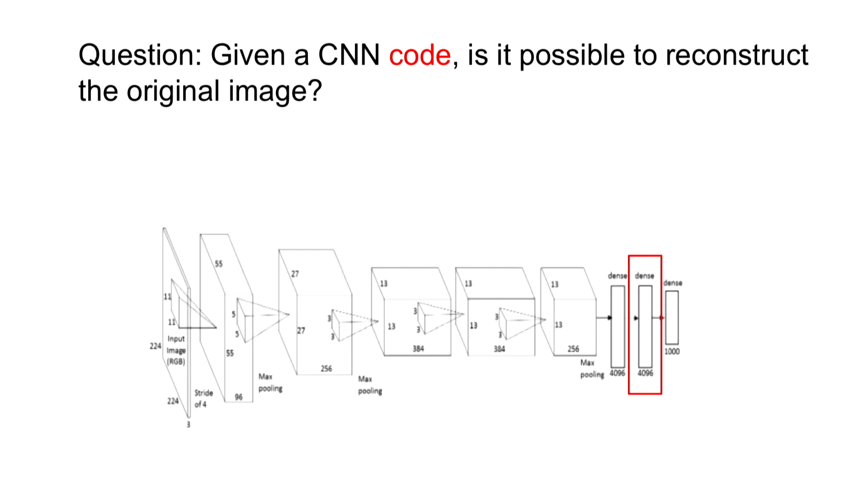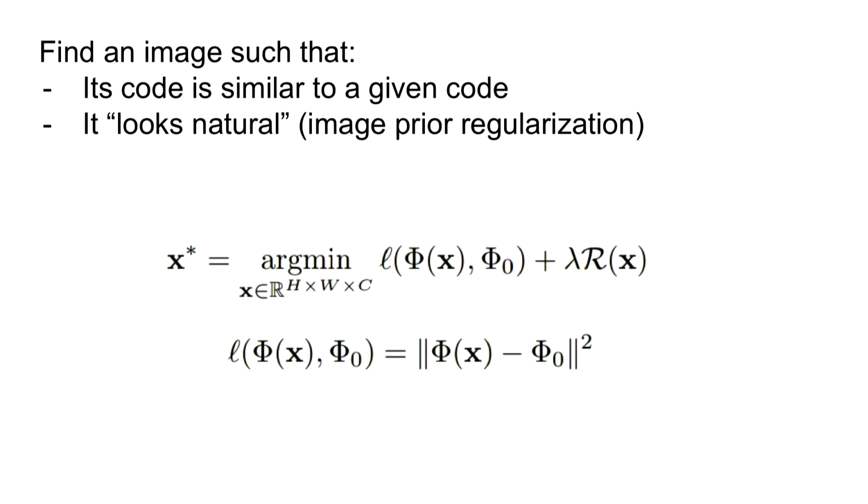And so perhaps what we should really be exploring instead of individual neurons is families of neurons. So to do that, you can consider a code, which is a set of activations across an entire layer, and seeing what the corresponding input images look like.